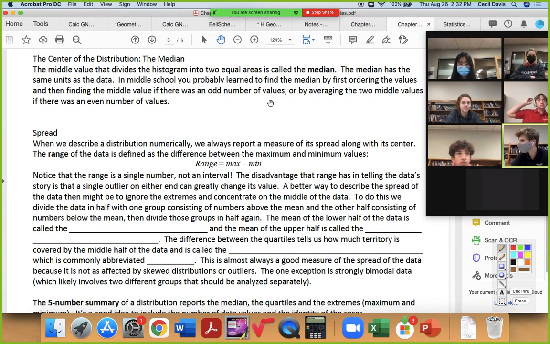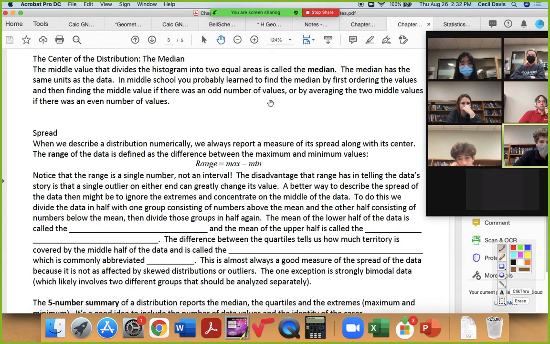You put all the values in order, either from least to greatest or greatest to least. Most people like least to greatest, but it's not important. And then finding the middle number if there's an odd number of values, or by averaging the two middle values if there's an even number of values. All of you have done that before. I'm not going to spend any time on it.